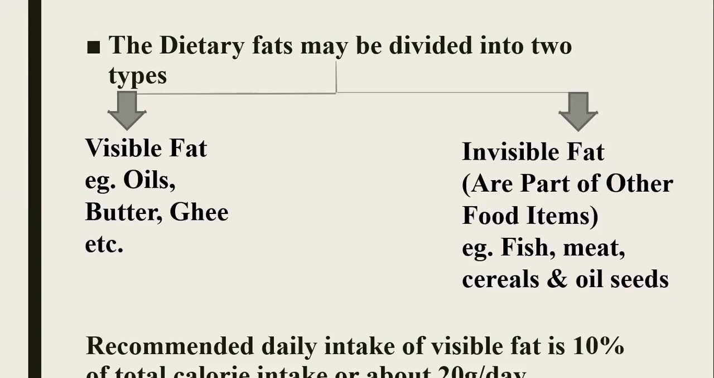This fat is not visible, but it is contained in food items which are available to us when we utilize them. Therefore, it is recommended that the daily intake of visible fat, that is the cooking oils which are used by us, should not exceed 20 grams per day. Or we should take 10% of total calorie intake from the visible fat and the rest from the invisible fats.